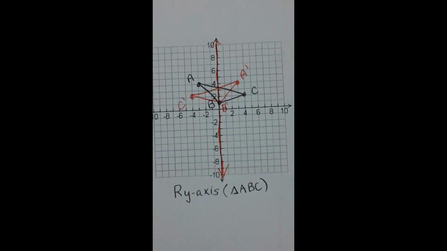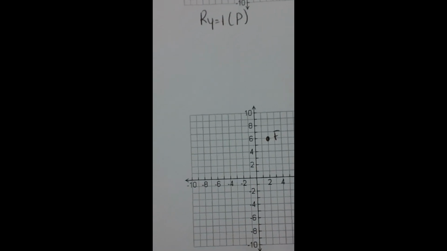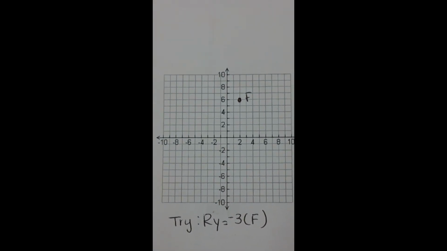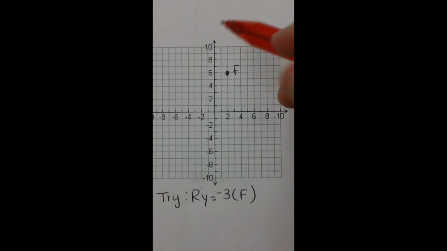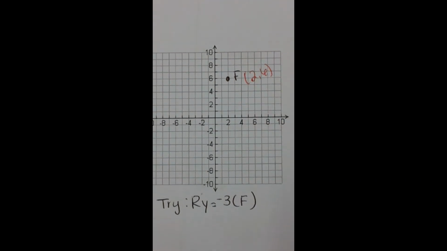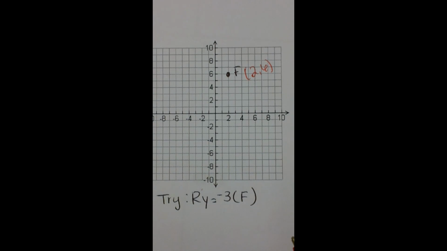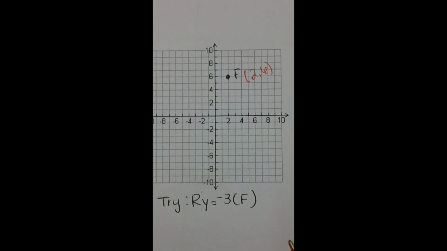Okay, now I want you to try this one. I want you to reflect the point F, which is at (2, 6), across y equals -3. And I will be checking this first thing tomorrow after the bell ringer. So enjoy the rest of your evening.